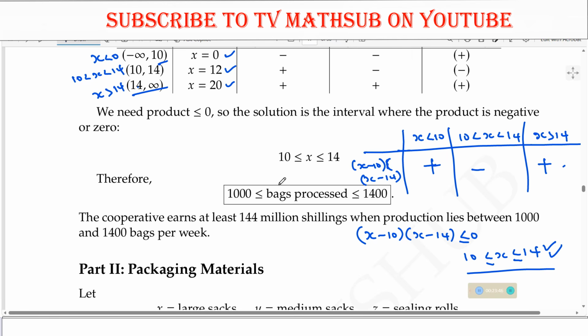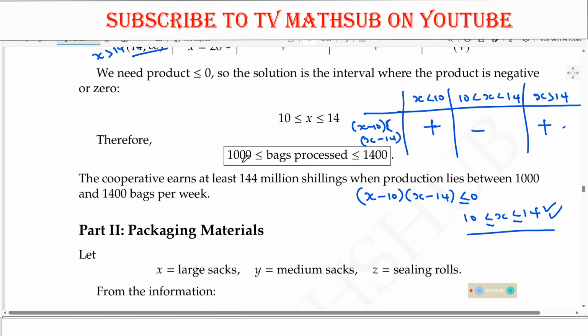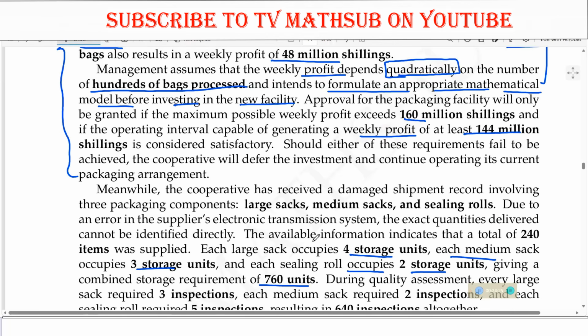Therefore, we can say that we shall have 1,000 ≤ the number of bags ≤ 1,400. This one here is now for the number of bags. When x is in hundreds of bags, it should be 1,000, because this is for hundreds of bags. This is now times 100, and this is representing already times 100. So the number of bags will be in this range. So that is basically for part 1.